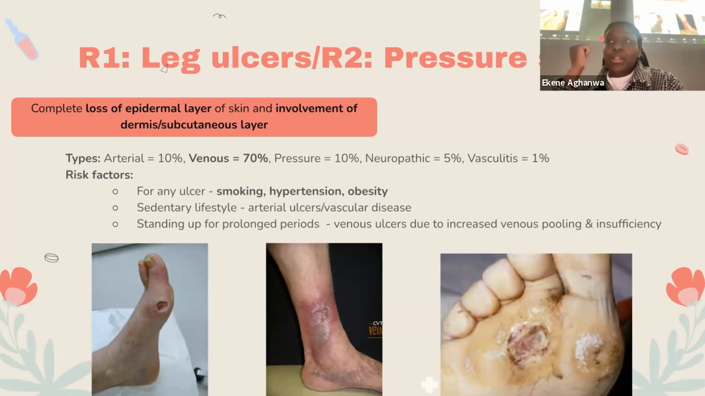So risk factors for ulcers would be pretty much anything that can cause insult to the blood vessels. So smoking, hypertension, obesity. Having a sedentary lifestyle is also a risk factor for arterial ulcers. And if you get a question that mentions anything about someone standing up for really long periods of time, it might be alluding to venous ulcers, because gravity is causing the pooling of blood in the lower limbs. And that can be a risk factor to get venous ulcers.